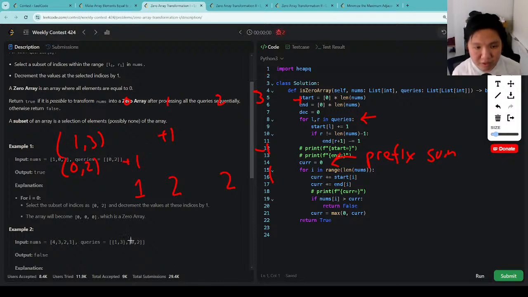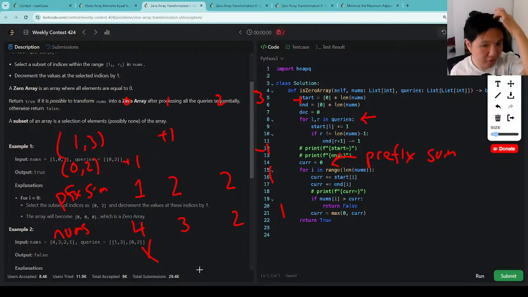So for instance, this one is 4321, right? 4321, this is nums. Four is larger than 1, so this is already straight away false. This is okay, but these two are false. So in fact, if you validate this, you get 3100, which is the 3100 you see there. Yeah, so this is basically a standard prefix sum problem.